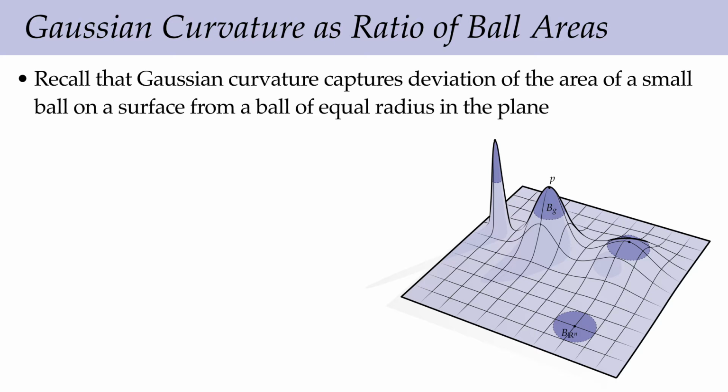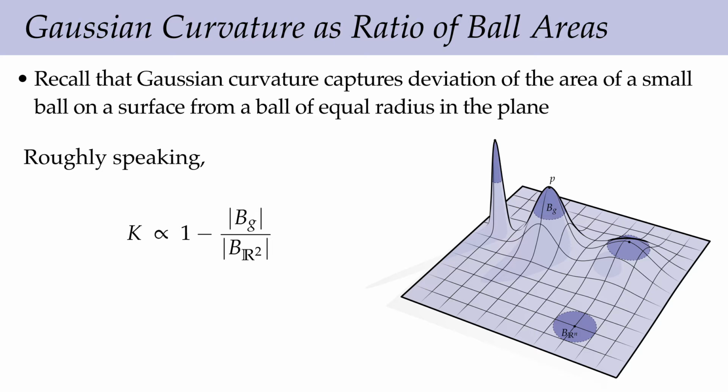setting, we can think of the Gaussian curvature as a ratio of ball areas. So recall that the Gaussian curvature captures the deviation of the area of some small, really infinitesimal ball on the surface from a ball of the same radius in the plane. So loosely speaking, we can say the Gaussian curvature is proportional to 1 minus the area of the ball on the surface divided by the area of a ball of equal radius in the plane. And the picture really kind of tells the story here. If we have a very sharp peaked part of the surface like we do on the far left, then the area of the ball on the surface will be very small.